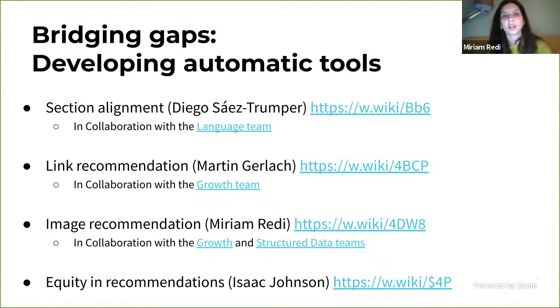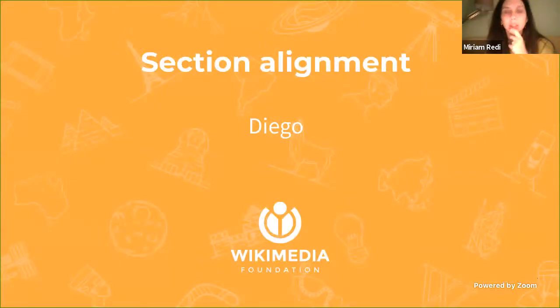It's a project in collaboration with the growth and structured data team. And finally, Isaac is going to talk about how we are working as a team and as a foundation to make sure that this recommender system that we're building are actually fair and equitable. And so without further ado, I am going to pass it on to Diego, who is going to talk about section alignment.